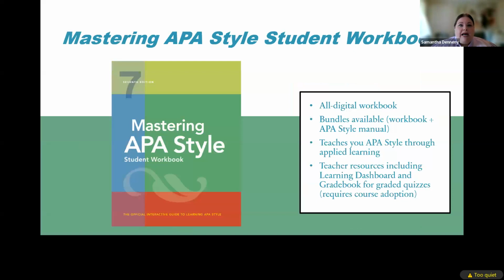We also recommend the Mastering APA Style Student Workbook, 7th edition, which is an all-digital workbook that teaches APA Style through applied practice. It pairs with either the publication manual or concise guide, and we offer bundled versions where either the pub manual or concise guide are linked to the workbook. If you're an instructor and you adopt this for your course, you also get access to teacher resources such as the Learning Dashboard, which allows you to see where your students may need help, and the gradebook, which allows you to see your students' grades on 28 quizzes.